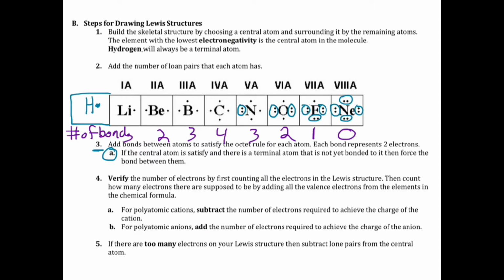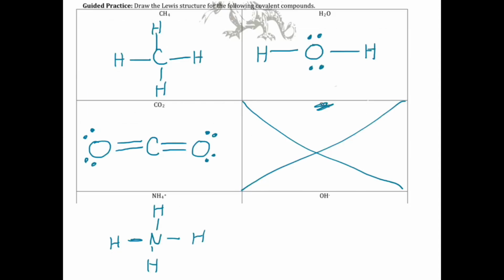If the central atom is satisfied and there is a terminal atom that is not yet bonded to it, then force the bond between it. What I mean is you just need to accept that this is making an extra bond here. And so if it gives you something like that, then what you need to do is you just need to add the bond. Now, there is a reason why it's able to make this bond. We will talk about that later, but for now I just want you to accept that it makes that bond.